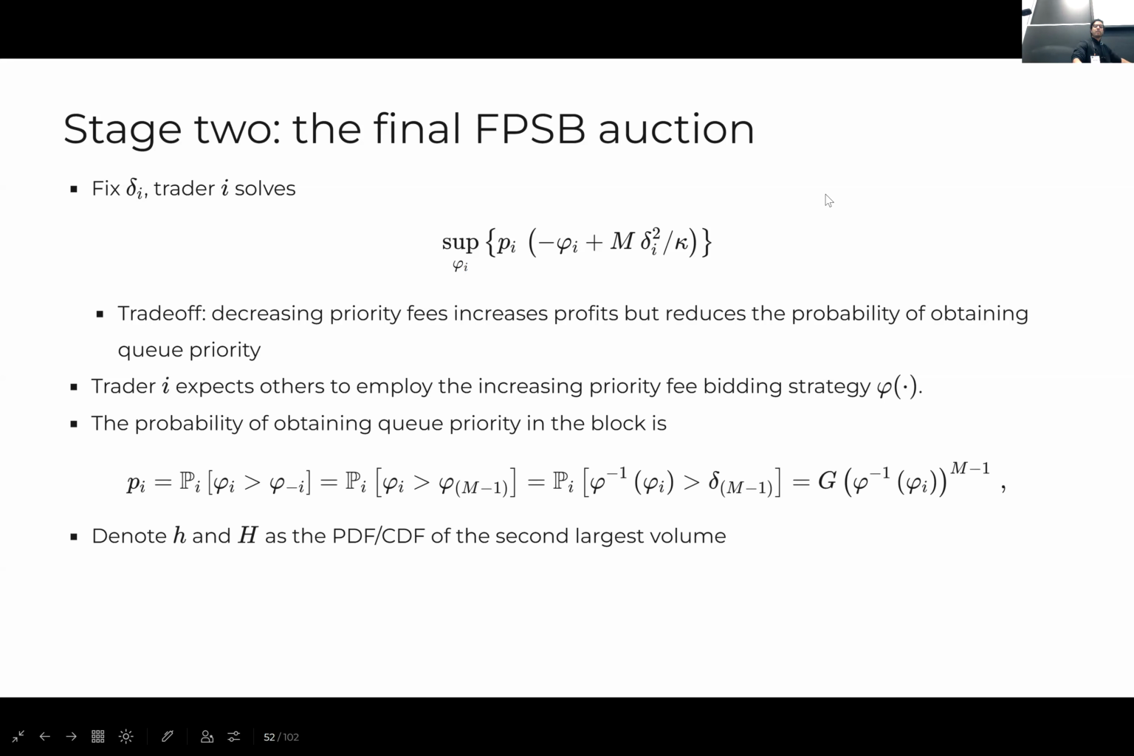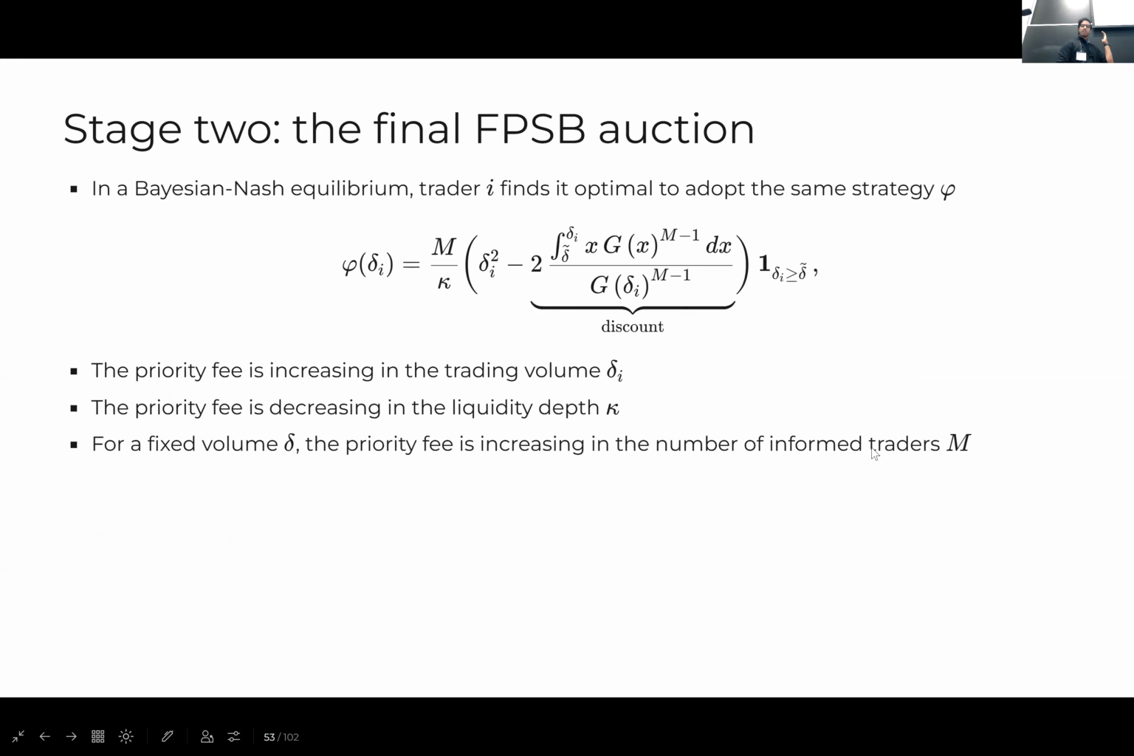In which case now I can write pi, which is my probability of winning, as G of phi inverse, the probability of my priority fee being larger than the second largest priority fee, because the probability of winning is the probability of my priority fee being larger than the second largest priority fee. But the second largest priority fee, because phi is an increasing function, corresponds to the second largest signal. Okay, so I can just do the inverse. And I know the distribution of the second largest trading volume is this G to the power of m minus 1. Okay, so I know how to estimate my probability of winning. So I can just plug it here and take a first order condition, which gives me this.